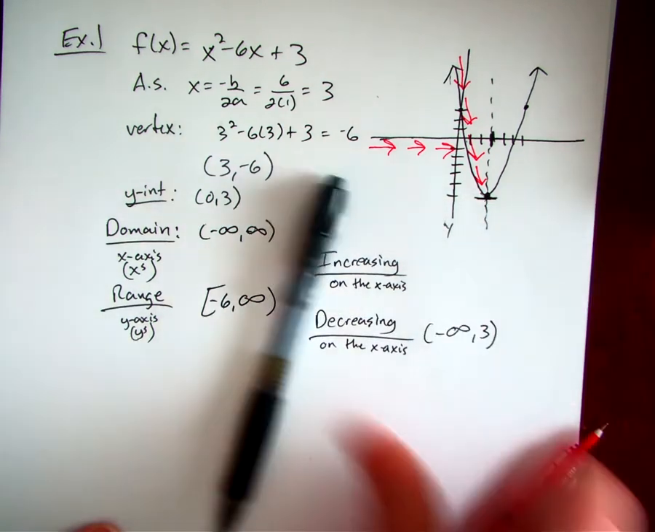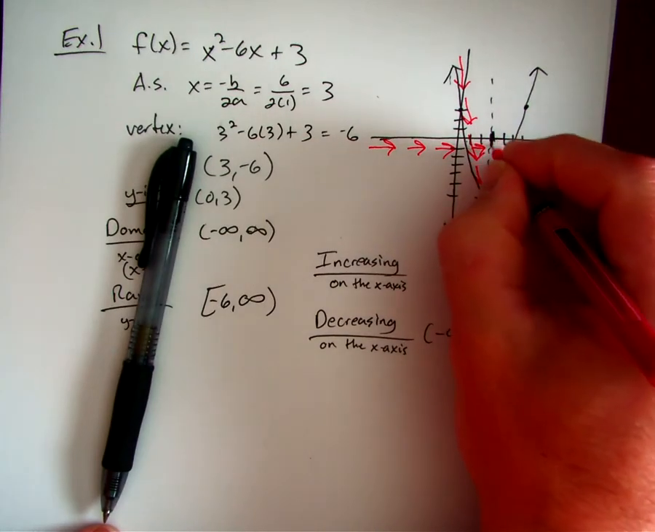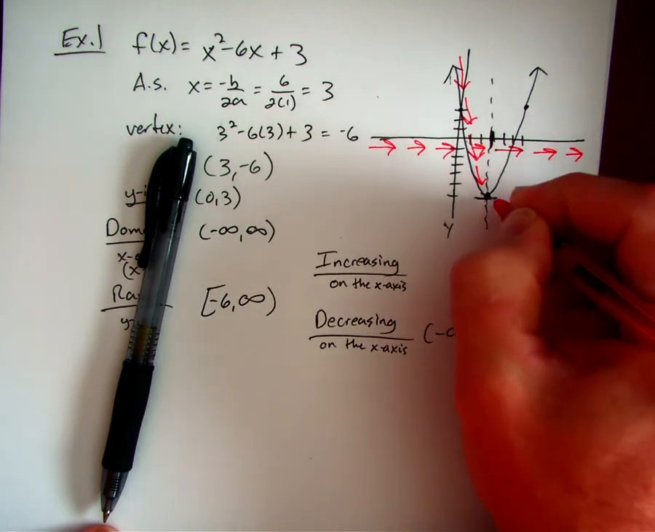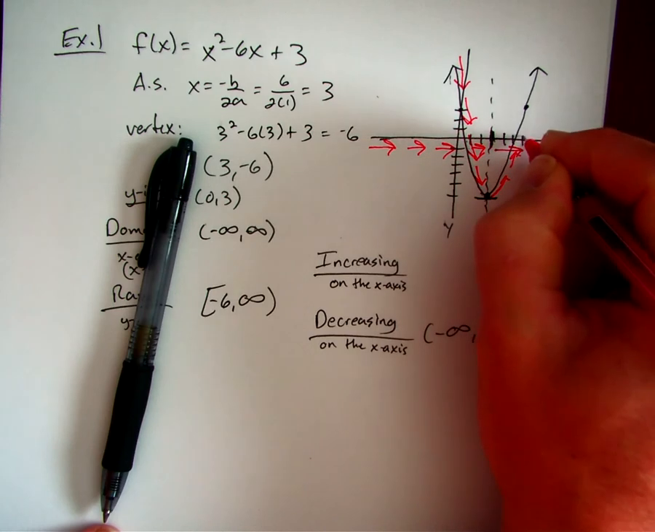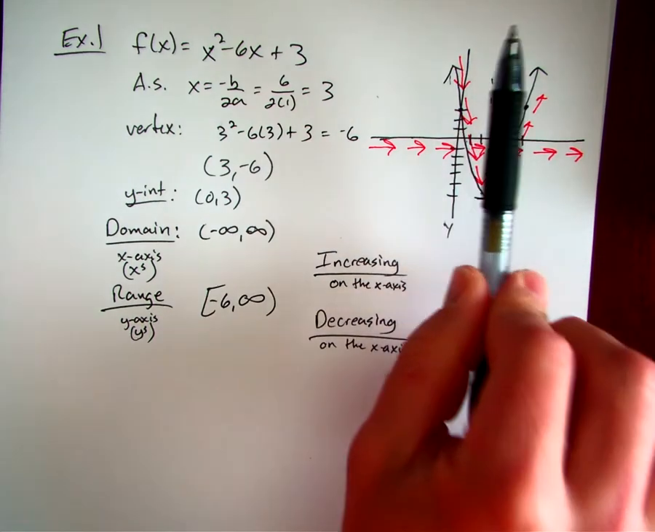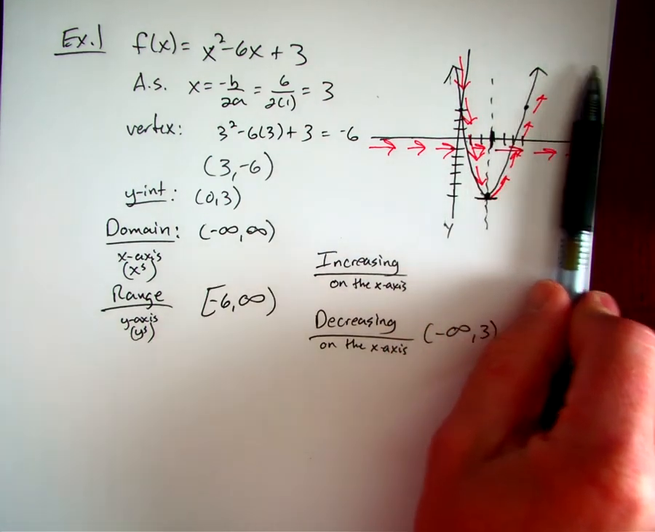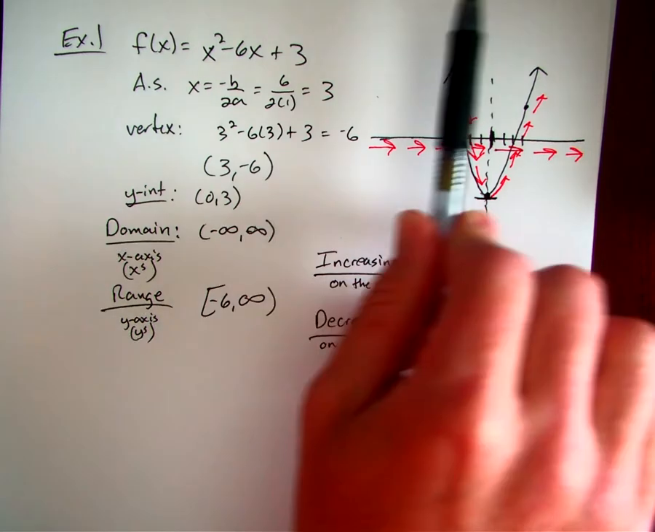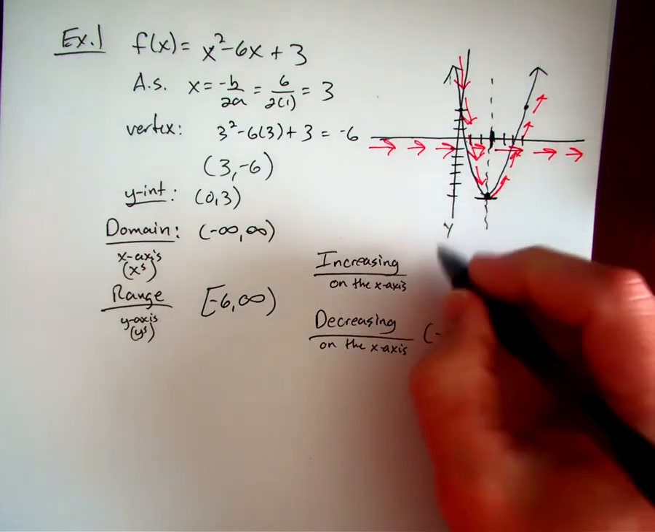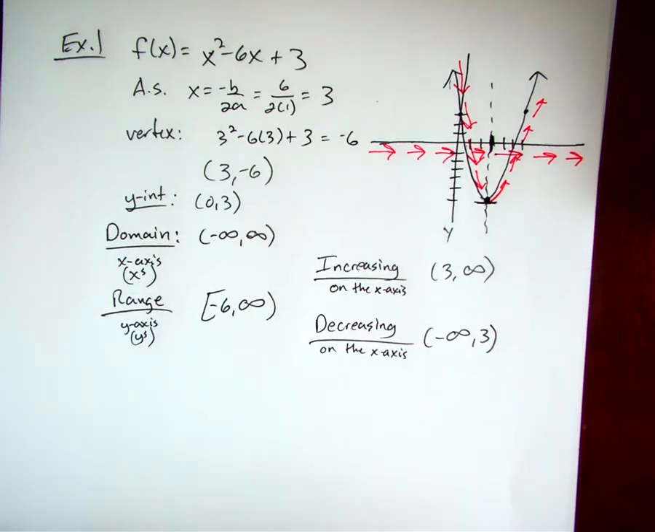Now what happens as soon as you leave 3 on the x-axis? As you're still going left to right, as soon as you leave 3, what does this graph start to do? It starts to go up. So where does this graph start to increase? It starts at 3 and goes to infinity. Notice increasing and decreasing are on the x-axis. My pen is always moving this way. So I'm increasing from 3 to infinity. We'll do another one of those so you can see how that works. Increasing, decreasing. Let's talk about end behavior.